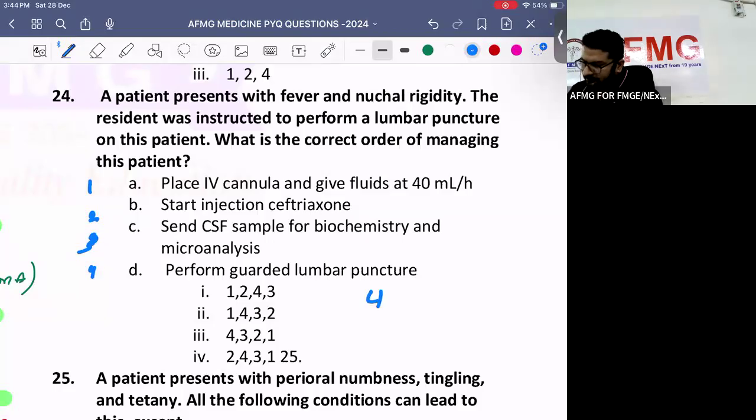Then what we will do? CSF sample भेज दो, right? Then what we have? Start injection ceftriaxone and continue IV fluid like at 40-50 ml per hour. 4, 3, 2, 1. So answer will be 4, 3, 2, 1. Again, ये लग रहा था बड़ा difficult question, but नहीं था. It was easy.